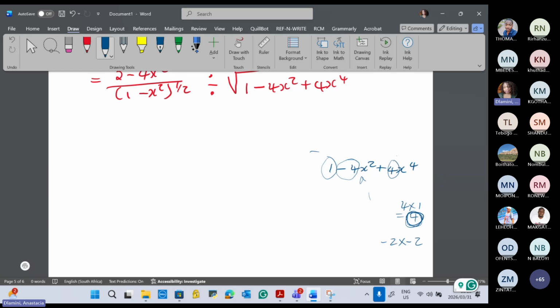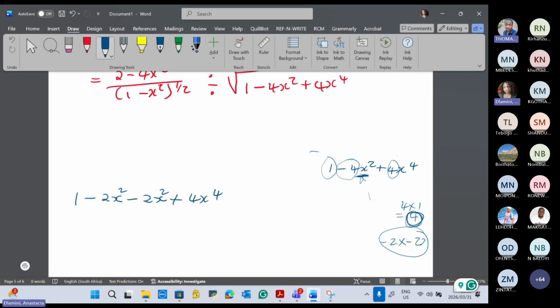Then I go and check. Remember, I take this minus 2 and I write 1 minus 2x minus 2x plus 4x to the power 4. Do you see that? Ma'am, is it 2x or 2x squared? 2x squared, sorry. Yes, you're right. The middle term has x squared, so it will be 2x squared, 2x squared. Are we together there? Yes, ma'am.